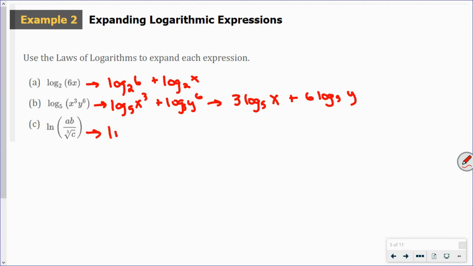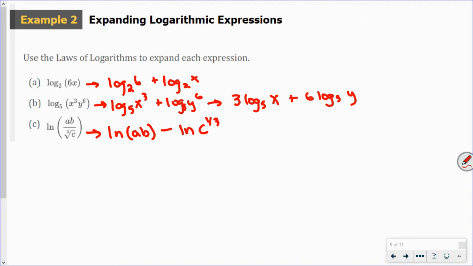So we have ln of ab minus ln of c to the 1/3. Now, you may be thinking, well, this would be a negative exponent, so why isn't this a negative 1/3? Well, it kind of is a negative 1/3 because of the subtraction. So this subtraction takes into account that this is on the bottom, which is why we subtract.